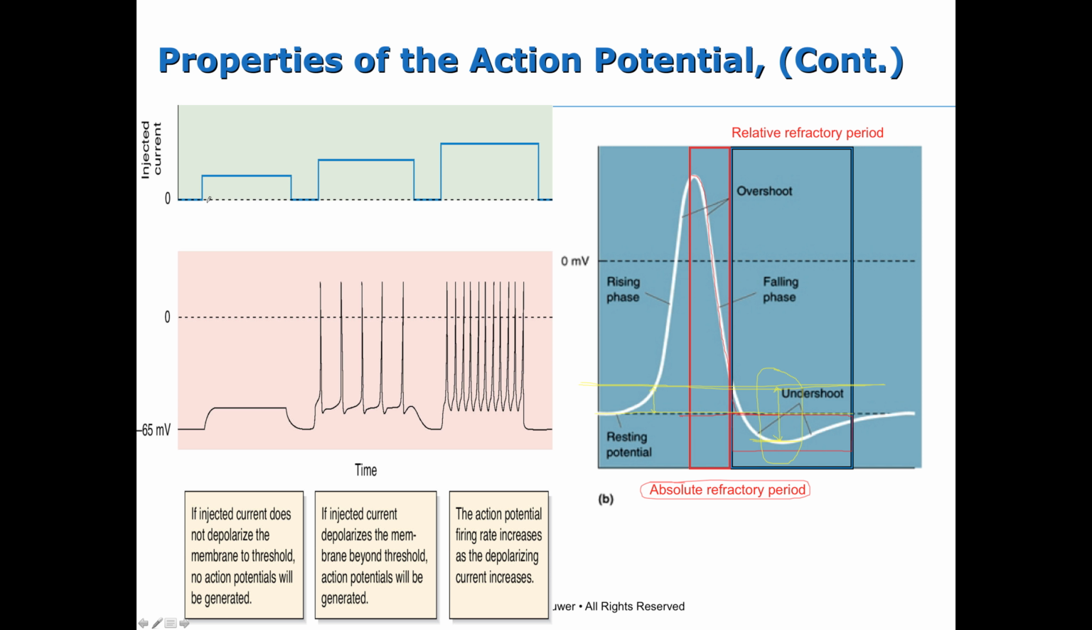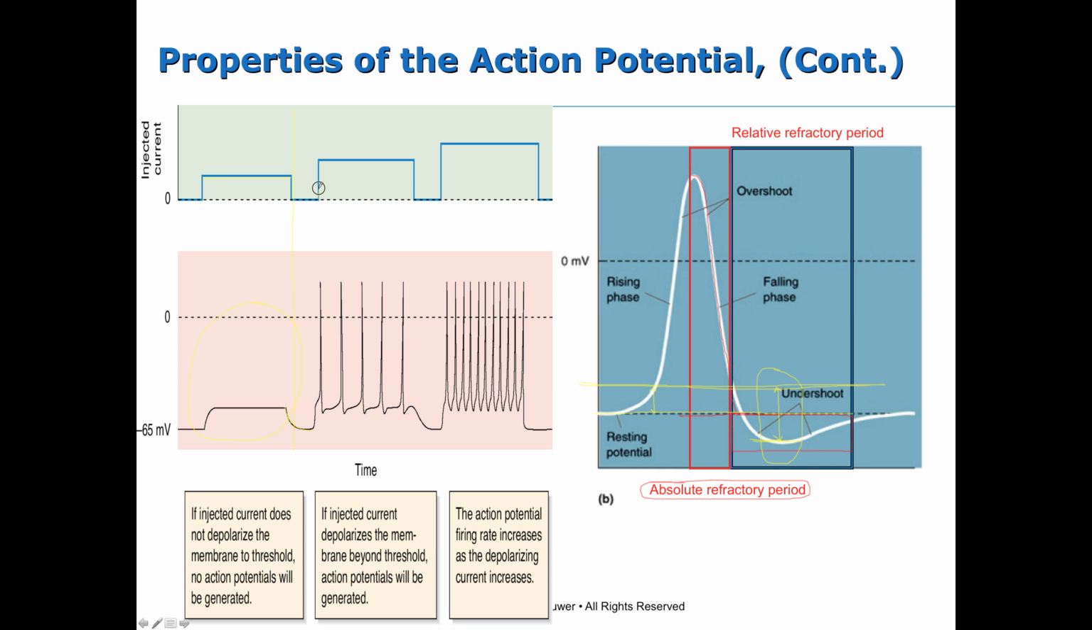So here, we can look at injected current into a neuron and the ability of the neuron to fire an action potential. And each of these spikes is an action potential. If the injected current during this first segment does not depolarize the membrane to its threshold, no action potential is generated. So there's no spikes during this period because the injected current was not enough for the neuron to reach negative 55 millivolts. So this graded potential decays back to resting state.